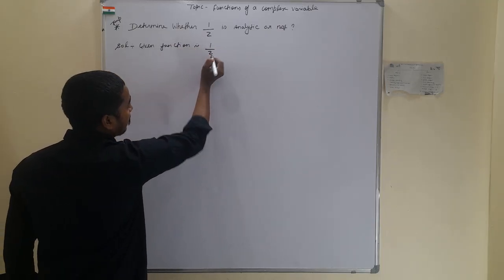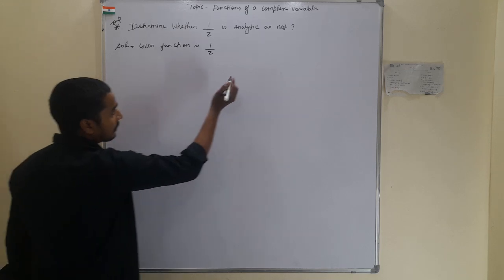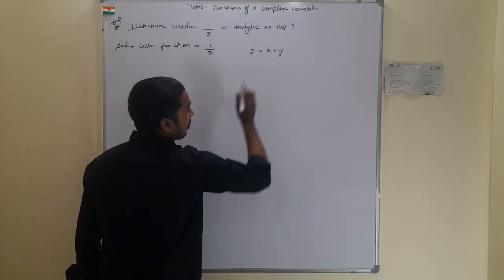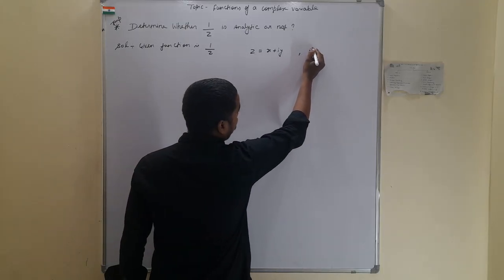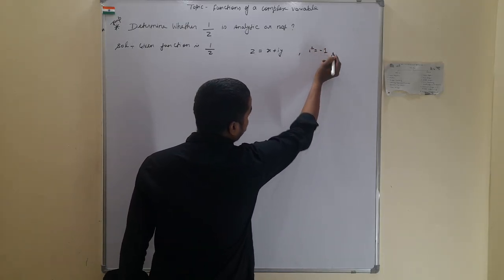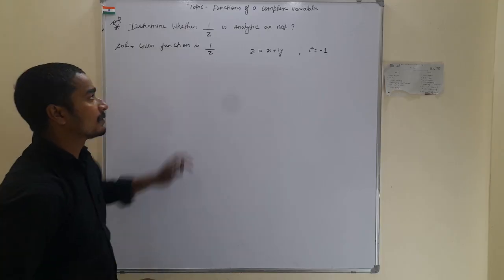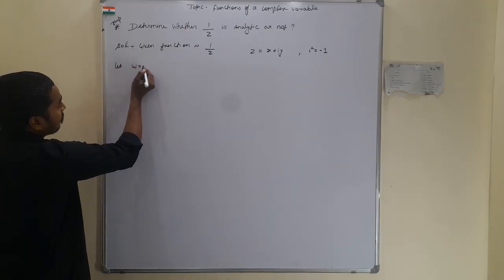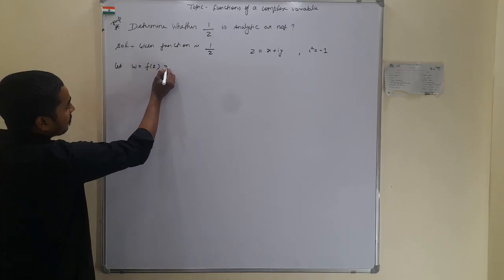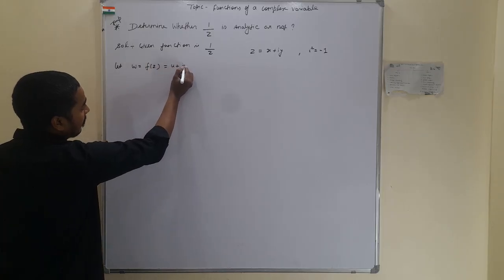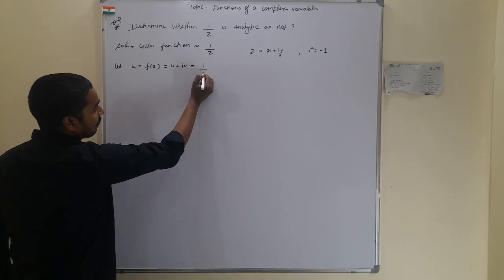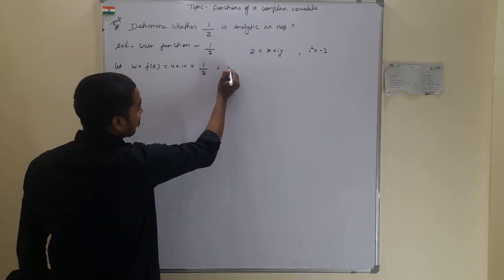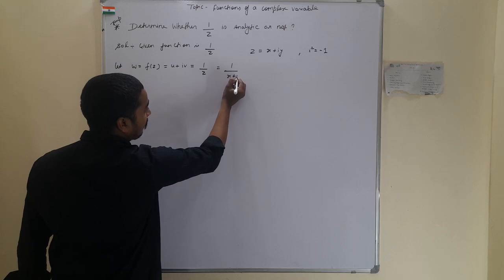1 upon z. In complex variables, we know that z is given by x plus iy, and i square is equal to minus 1. So we have to use the following result here. Let w equal f of z be a function. This is equal to u plus iv, and this is equal to 1 upon z. Putting the value of z here, this gives 1 upon x plus iy.